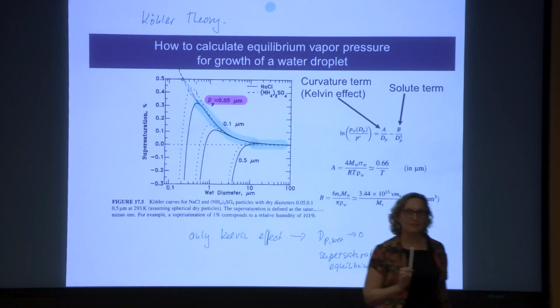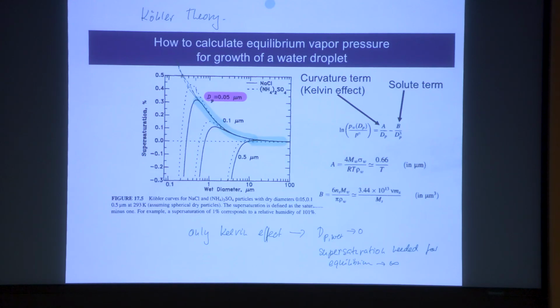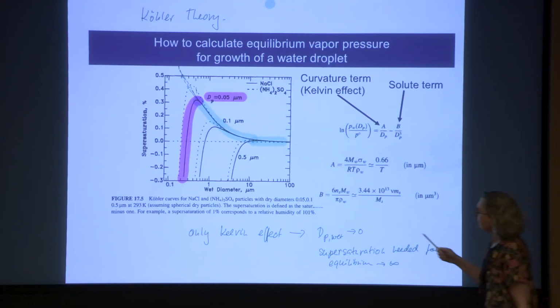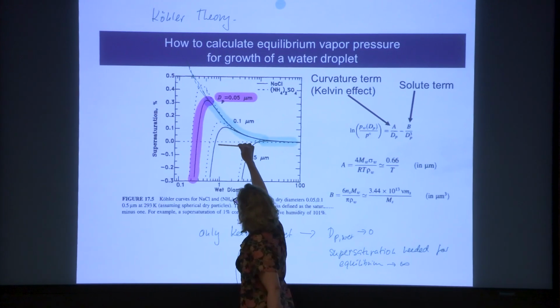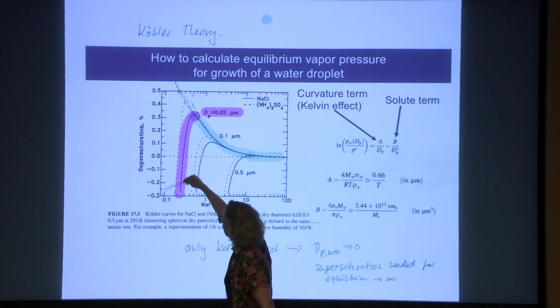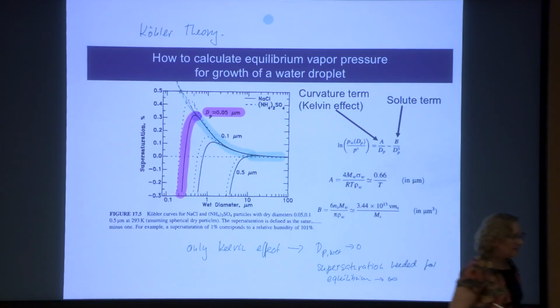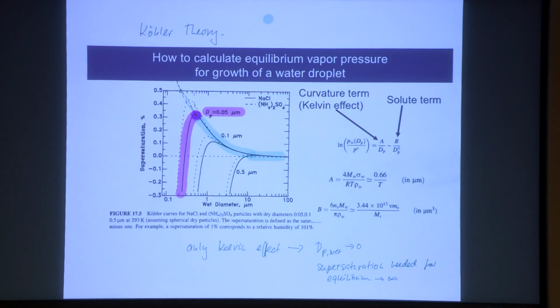But if you actually have a little sodium chloride or whatever, ammonium sulfate, dissolved in your water droplet, that doesn't happen. And so instead what happens is it turns around and forms the other branch here of our Köhler curve. It goes down. Eventually, as we go to smaller and smaller diameters here, the supersaturation becomes negative. So we go to subsaturated conditions, right? And so this point here, this is all equilibrium, right?